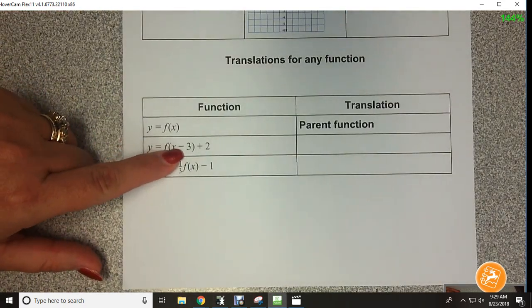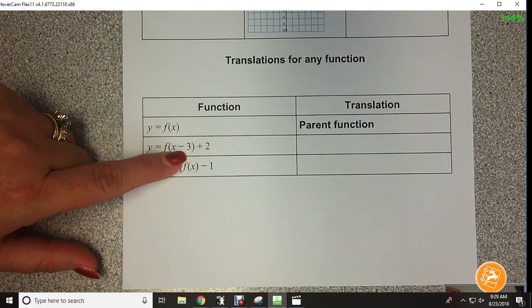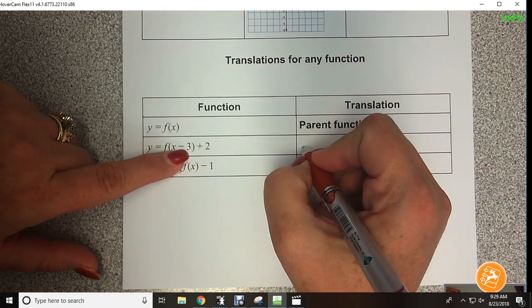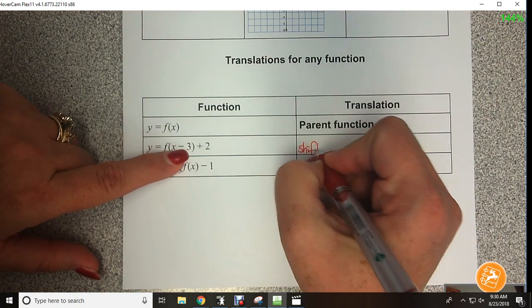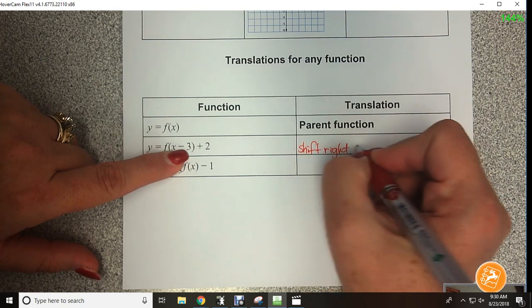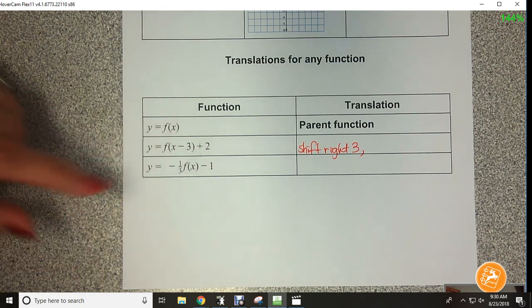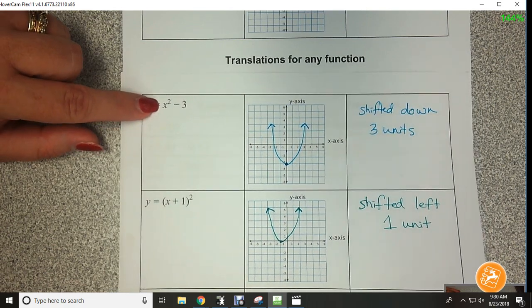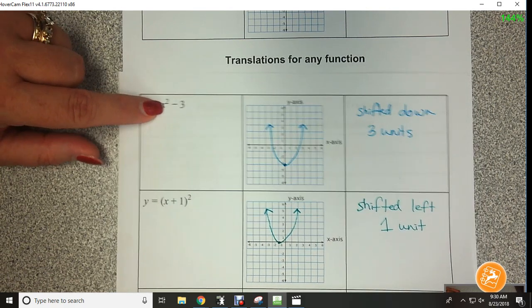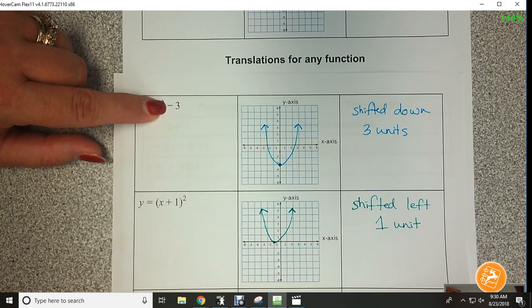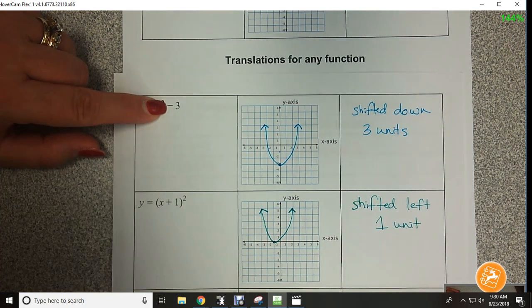So let's take a look. This is a minus 3, so that's going to have to go left or right, and we want to do the opposite thing. So that means it's going to shift right 3. But now what is this plus 2 that comes after going to do to it? Well, x squared was my parent function here. When I had something that came after the parent function, this shifted it either up or down. And it did exactly what it looks like it's going to do. If it's a negative 3, it shifted it down.